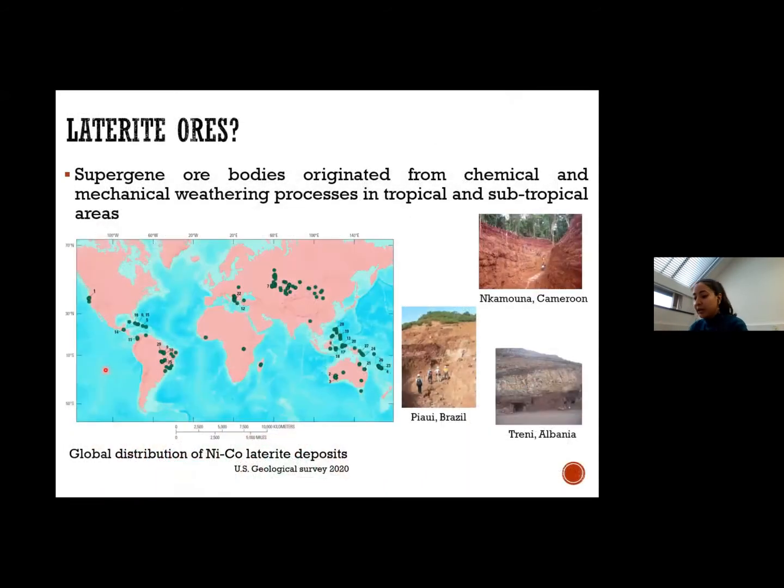Before I start talking about chromium inhibition in bioprocessing of limonitic laterites, I want to give you a little bit of a background story first. It's starting off with what are laterite ores. They are supergene ore bodies originated from chemical and mechanical weathering processes, mostly in tropical and subtropical areas. But you can also find laterite deposits in areas such as the Mediterranean, the northwest coast of the US, also Russia and Kazakhstan.